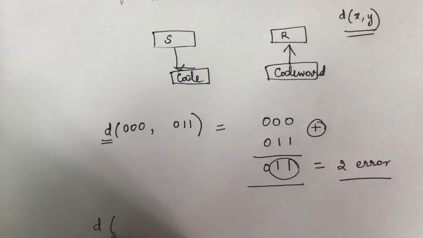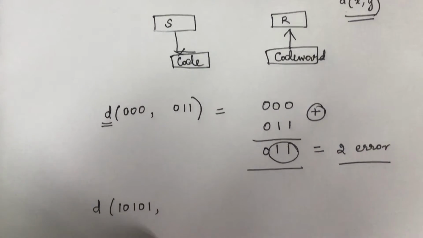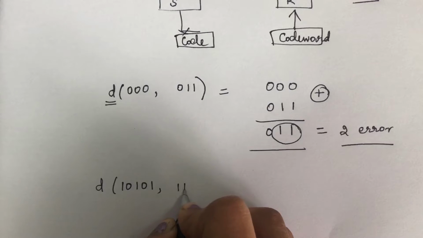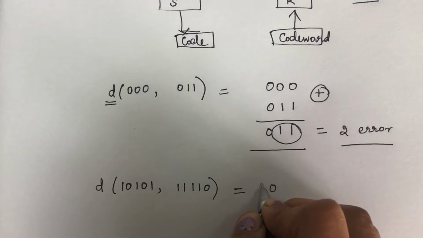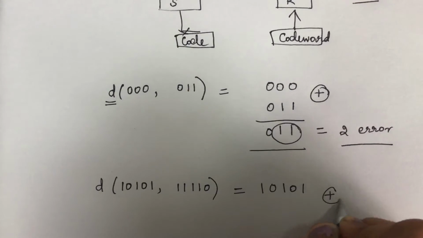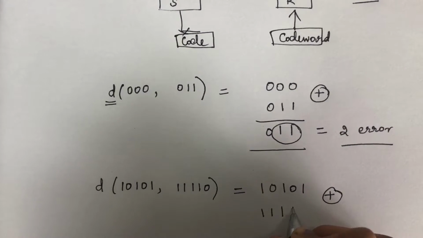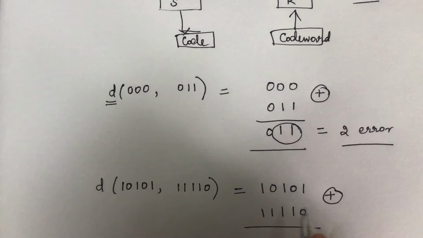Suppose we go for another example, if the sent code word is 10101 and the received code word is like this. We will take the exclusive OR between the two code words. When we take the exclusive OR, we are getting here 101011.